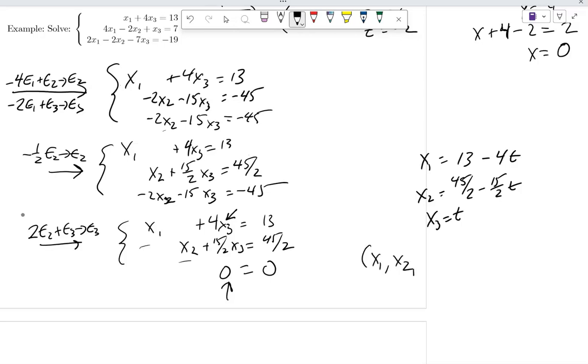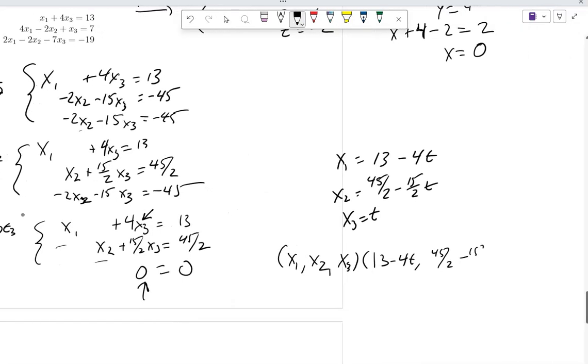So again, if I write this as an ordered triple, we'll just put those individual pieces in each of those spots. What other questions do you have on that one?